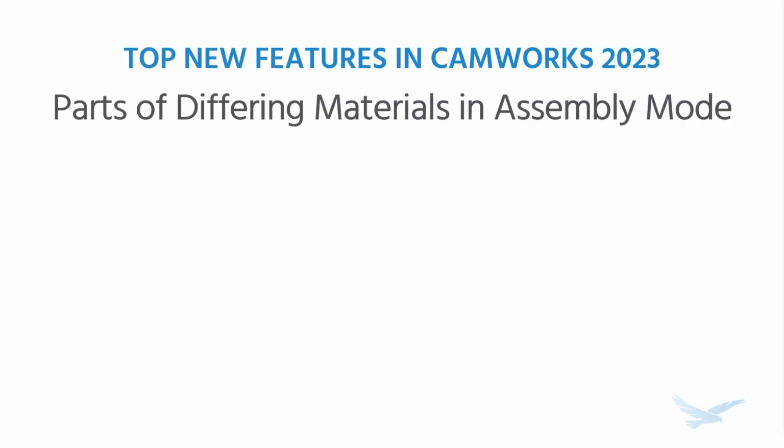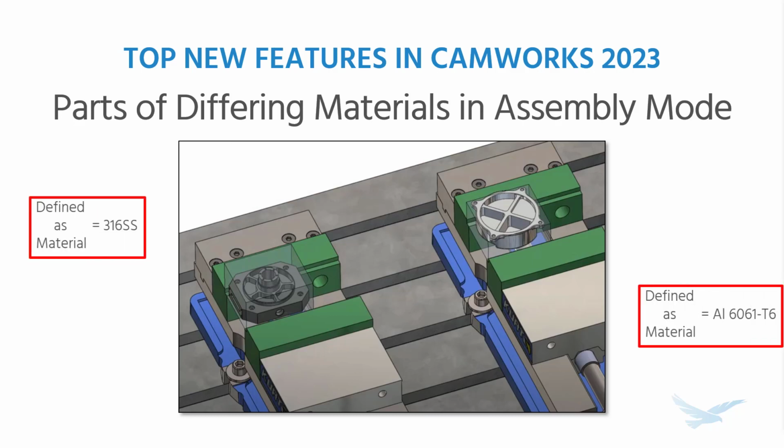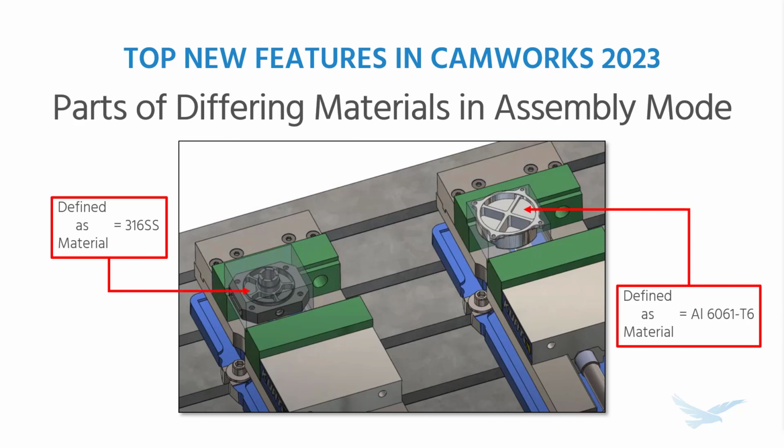single assembly mode. Previous to 2023, you had the ability to add multiple parts to a single assembly, but you had to define it with one material type. You could define individual stocks, but they had to be made out of one material. Now in 2023, you'll have the ability to define each individual part with their own individual material definitions. So let's see how that works inside the software.